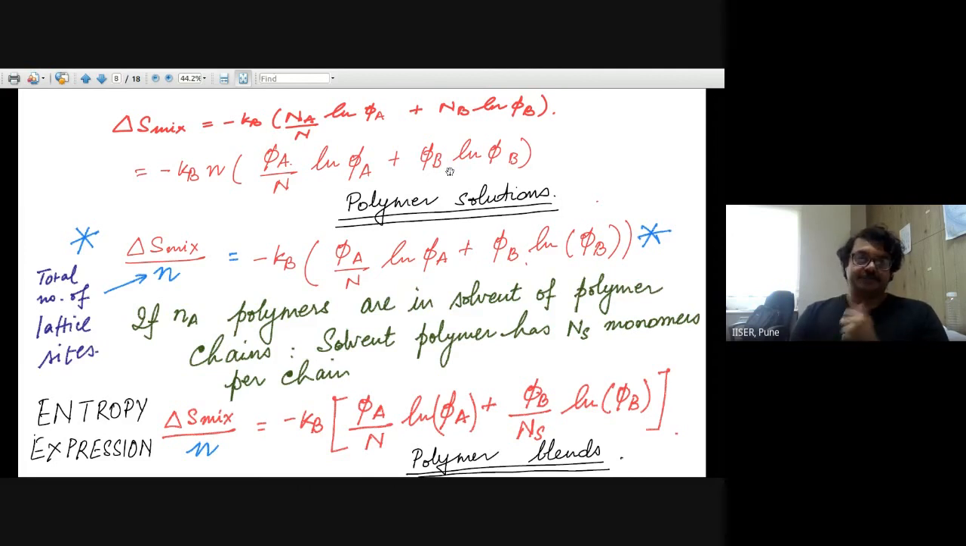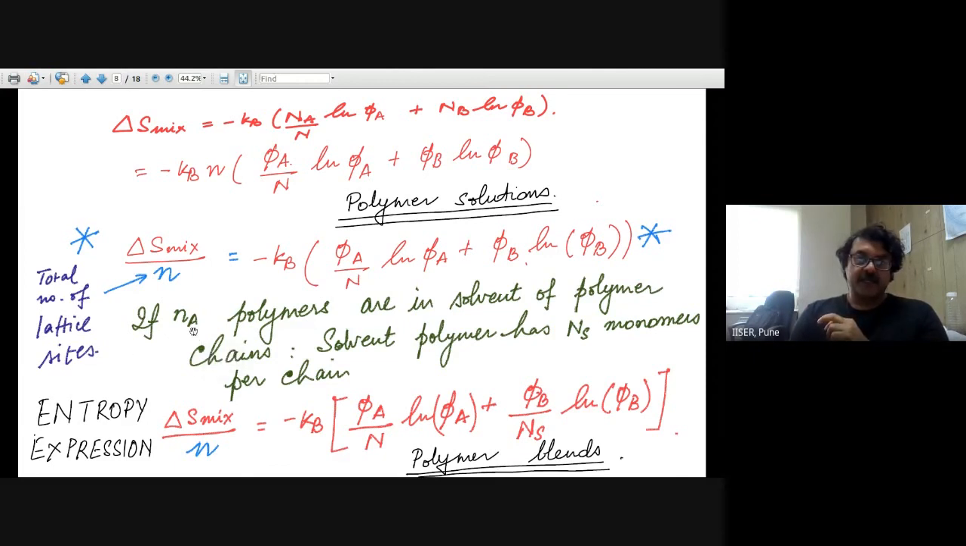So the total entropy per site, where small n is the total number of lattice sites, is then minus Kb times capital phi A by n, the number of monomers, ln phi A plus phi B ln phi B. It is an important result which we'll be using.